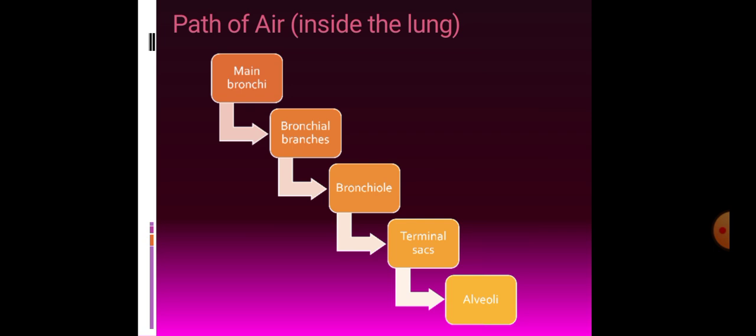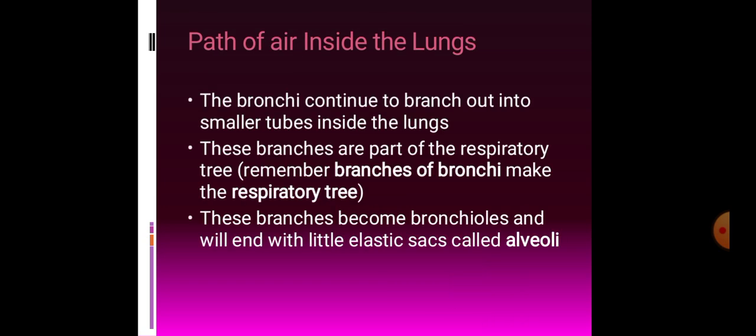And then this slide shows the pathway of the air, which is present in the lungs. That is the lower respiratory tract. First one is main bronchi, next bronchial branches, then bronchioles and terminal sacs, that is alveoli. The bronchi continue to branch out into smaller tube-like structures which are present inside the lungs.